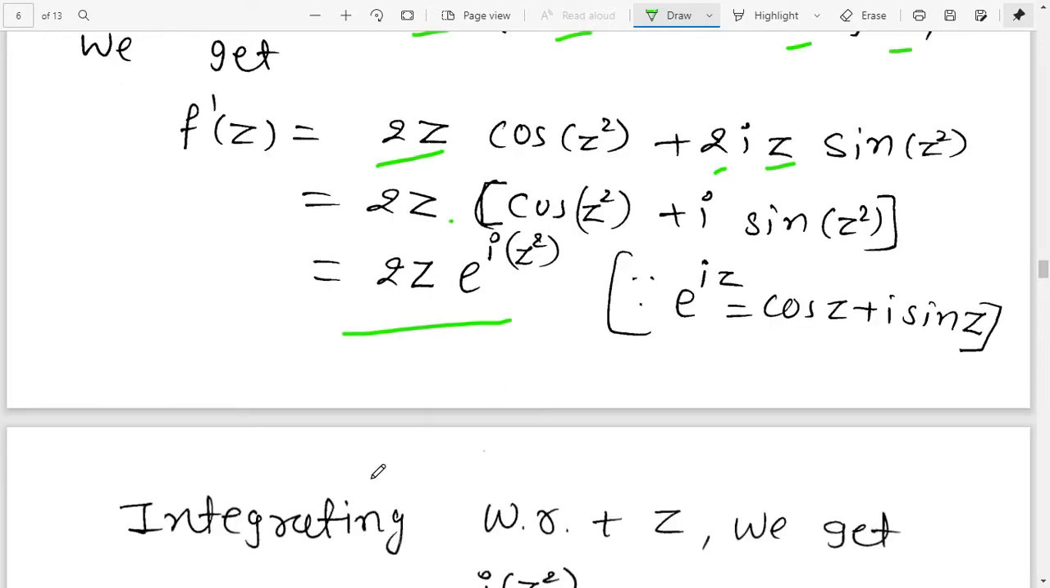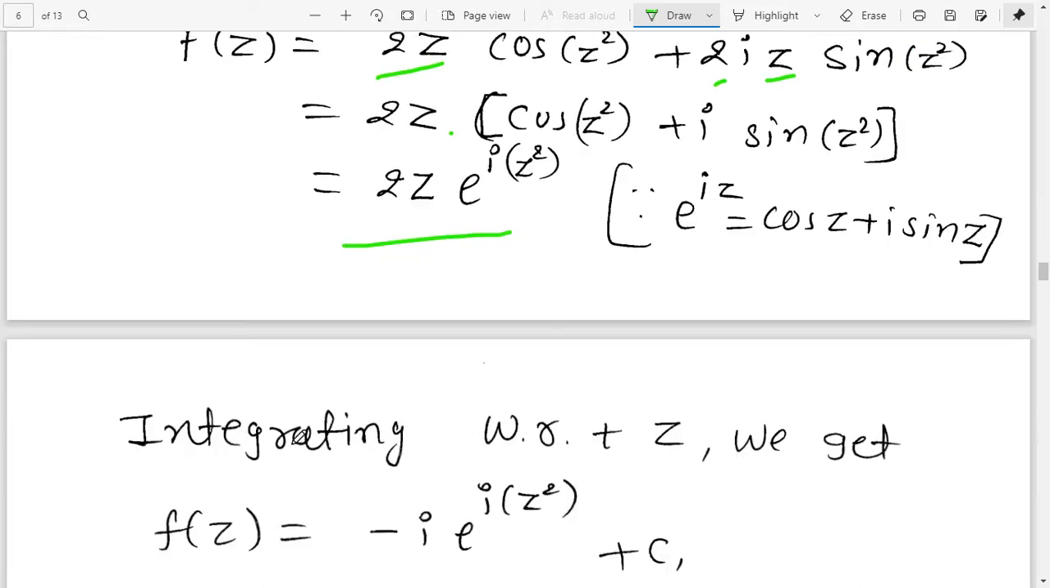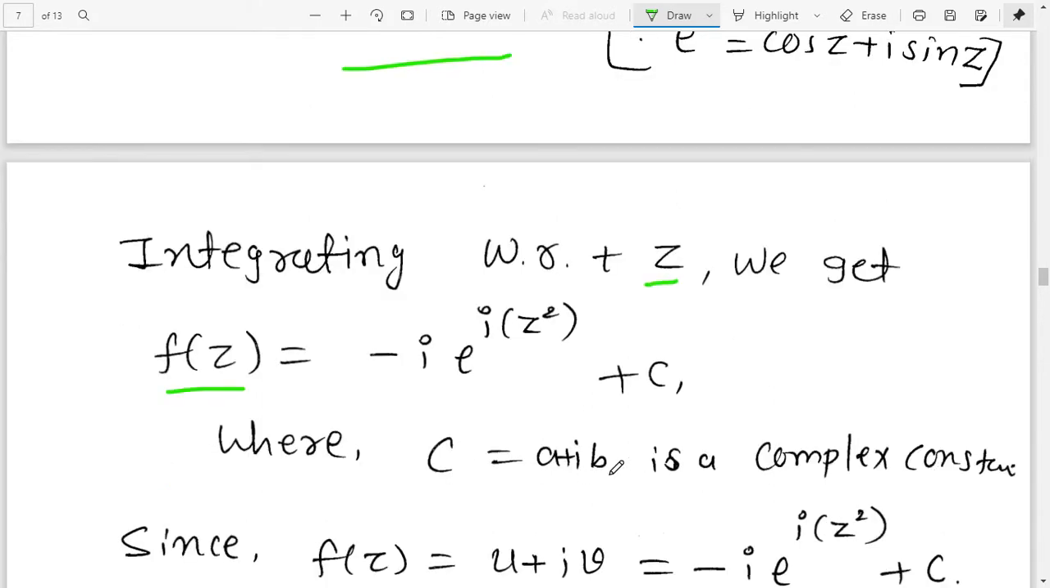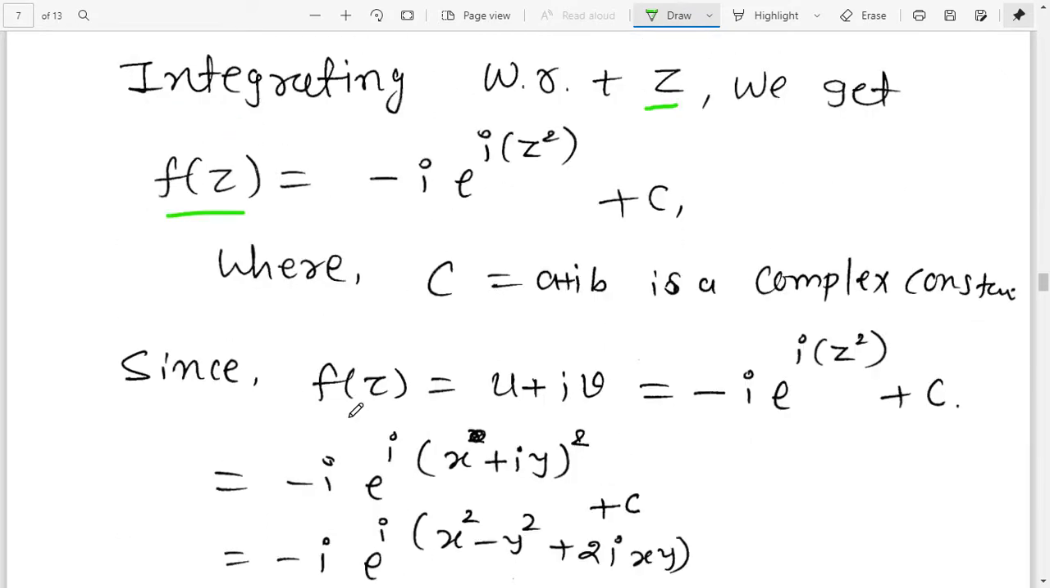Now integrating with respect to z, we get f of z of the form minus iota e raised to iota z square plus constant, where the constant is a plus iota b, a complex constant. Since f of z is equal to u plus iota v, it is equal to minus iota e raised to iota z square plus constant.